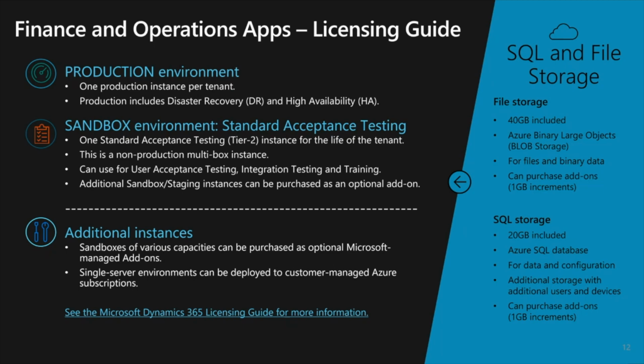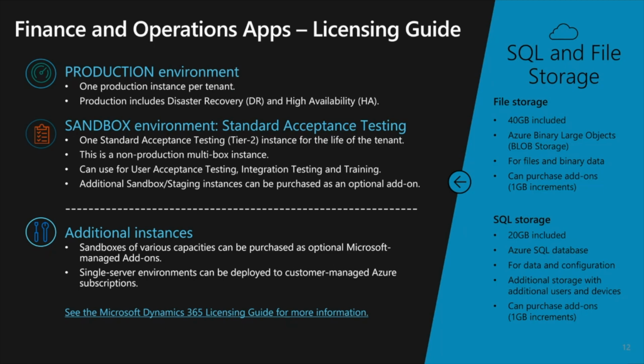Now, for more information on what is included in your subscription for finance and operations applications, check out the Microsoft Dynamics 365 licensing guide. It's linked here. It goes into a great deal of detail about the specifics. And among those specifics, it also includes detailed information on the SQL and file storage capacity that is included. The numbers that are shown here at the right are the basic capacities that are included with every subscription.